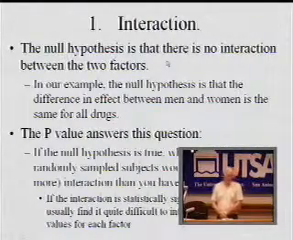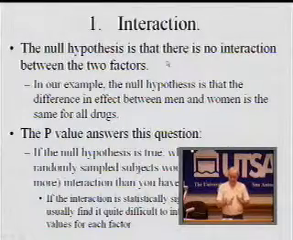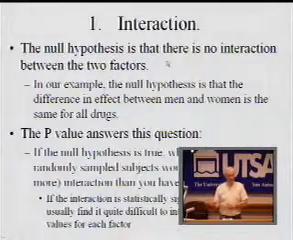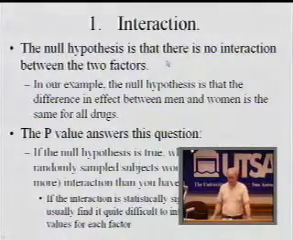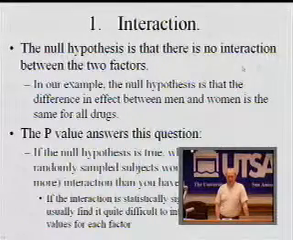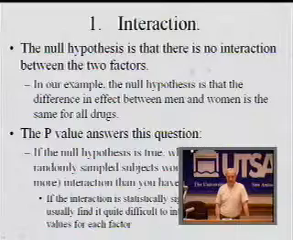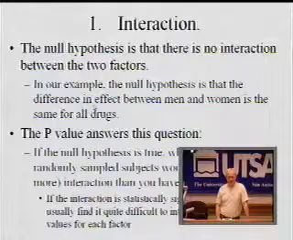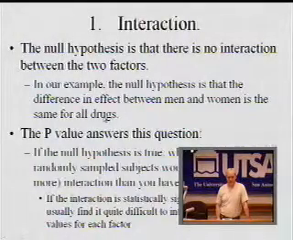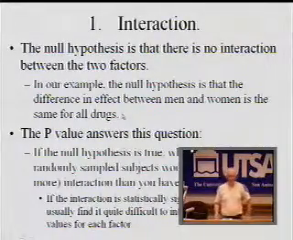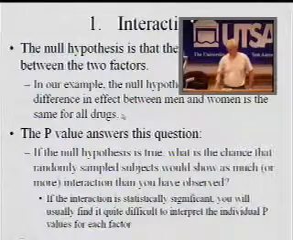And still just the same, if on one of these 3 we pass the 2-way ANOVA, then we are given permission, if you will, to go on to the post hoc analysis. So for the interaction, we're saying that there is no interaction. So in our example, the null hypothesis is that the difference in effect between men and women is the same for all the drugs. So there's no difference in the magnitude of effect between the genders, is the null hypothesis.